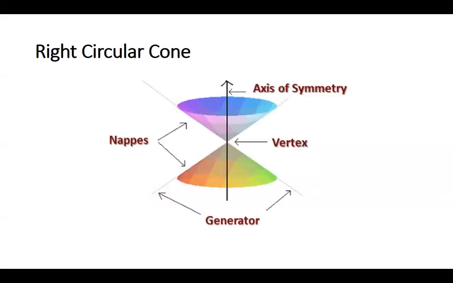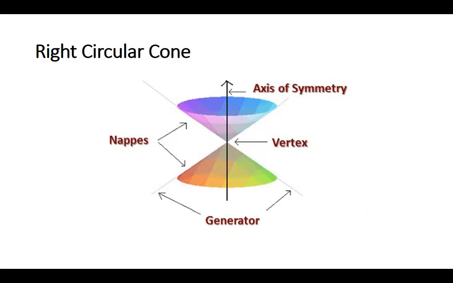Conics come from what's called a right circular cone. As you can see here, we have what look like two cones point to point. They have an axis down the middle, that's the axis of symmetry. They have the vertex, which is the point where the two cones touch.